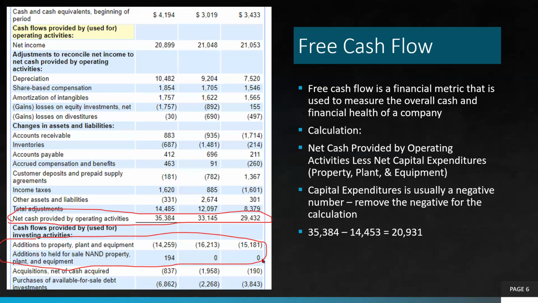In this example, we can see the net cash provided by operating activities is $35,384, and their property, plant, and equipment is taking these two numbers, the negative $14,259 and the $194, for a total of $14,453, which gives the company a free cash flow of $29,931.